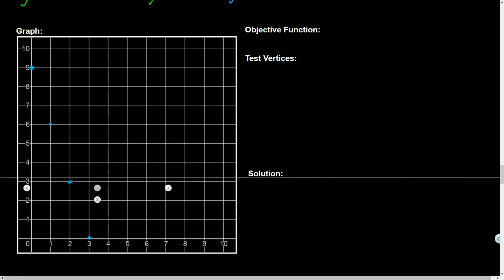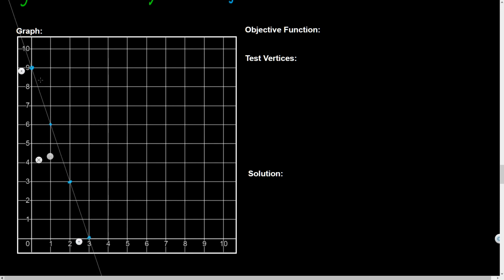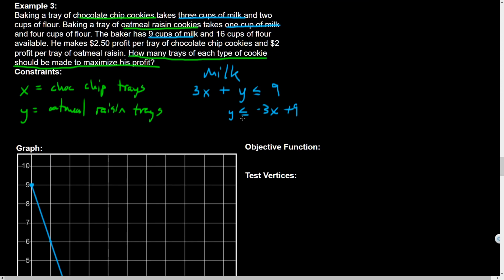And so, here's my ruler tool. I'm just going to graph these. It's going to be solid because it included equality to that. And this was our milk constraint. You can't use more milk than that set amount. And so the number of batches uses up different amounts of milk. Boom. All right, our next constraint was flour.